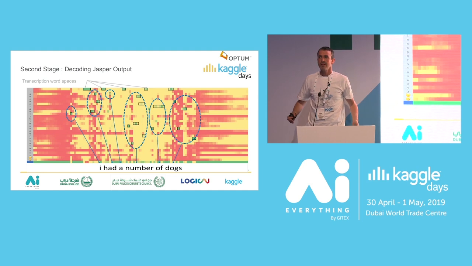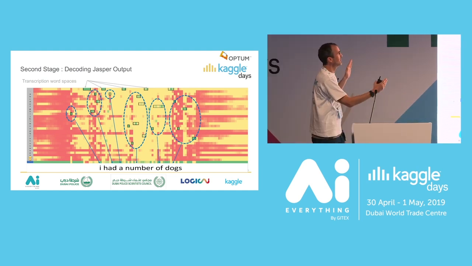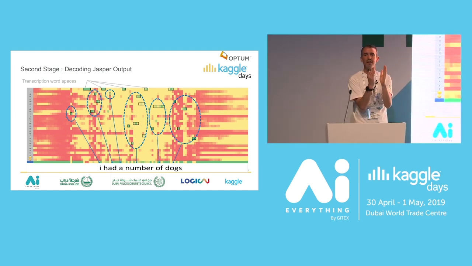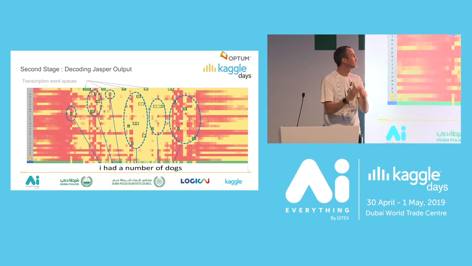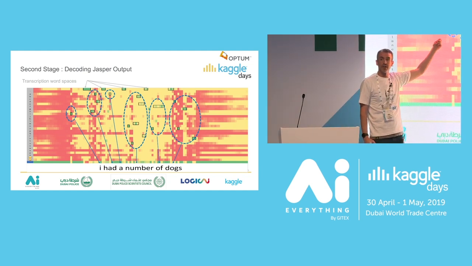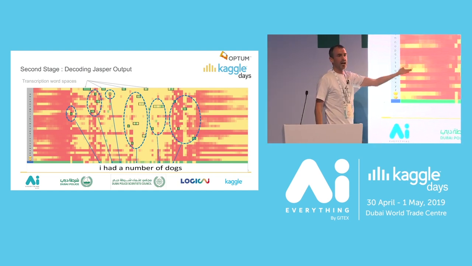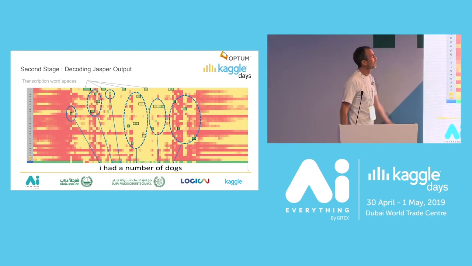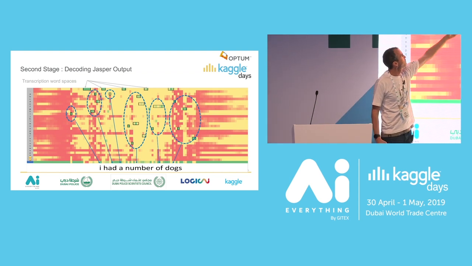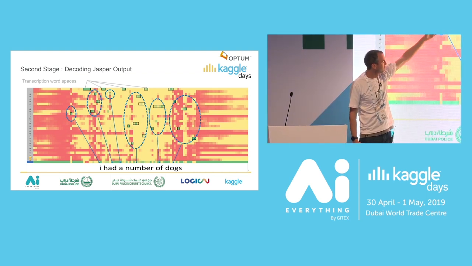So what the decoders do when they take this matrix, they crush the spaces down into one space. So you essentially got our first word here, which is I. And you can see the transcription down here, I had a number of dogs. And then it goes on to the next letter where you got H-A-D and A.